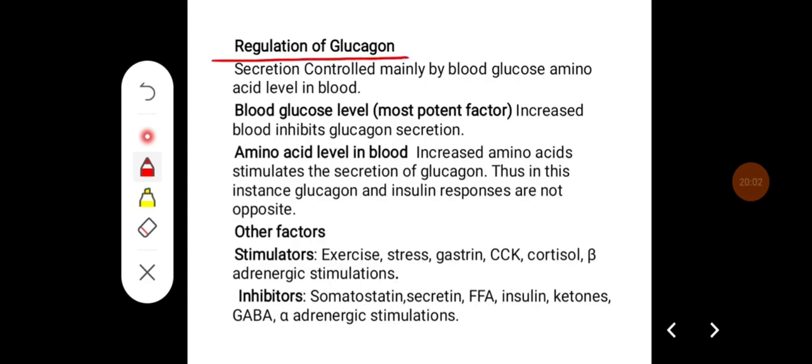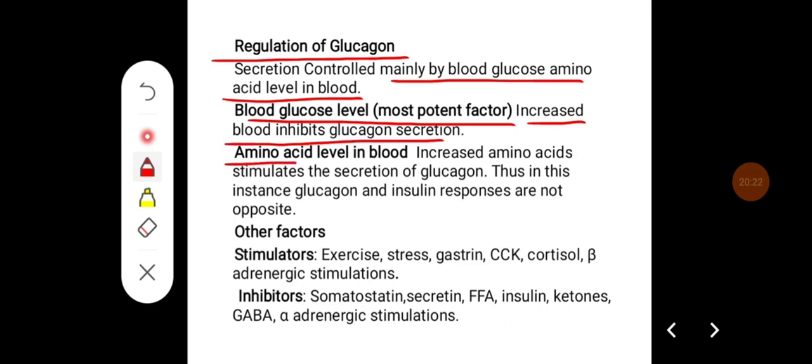If you see the regulation of glucagon, the secretion is controlled mainly by the blood glucose and amino acid levels in the blood. The blood glucose level is the most potent factor: increased blood sugar levels inhibit the glucagon secretion. And increased amino acid levels stimulate the secretion of glucagon. Thus, in this instance, glucagon and insulin responses are not opposite.